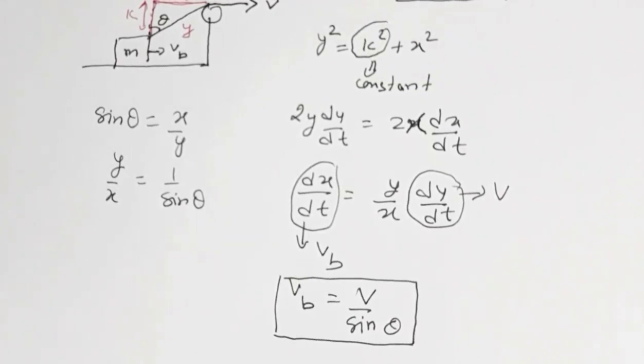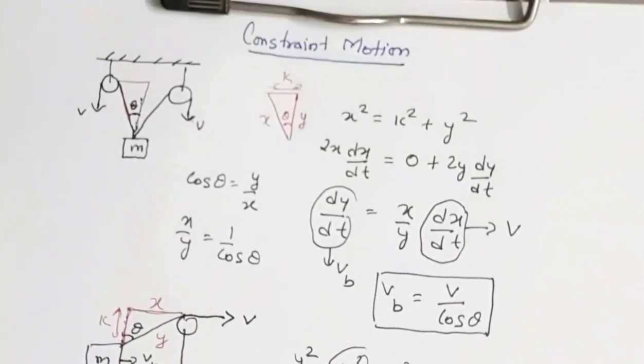So this is one type of constraint motion. There are other types also. This video was to discuss one particular type of question, and the first example which I have discussed is given in your Concept of Physics by H.C. Verma.